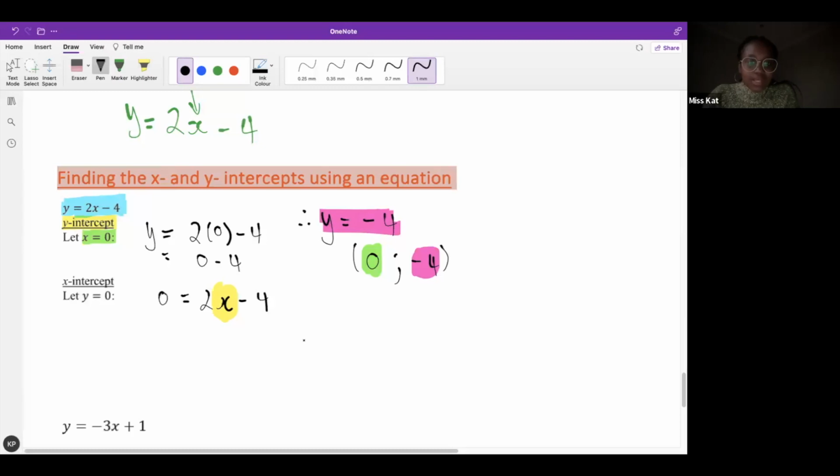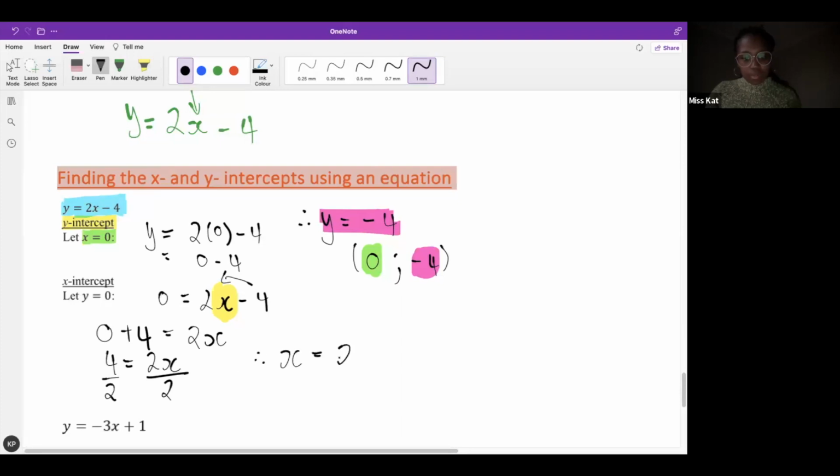But first, we separate them. Right? So you take the negative 4 over. What happens to the negative 4 when it goes over the equal sign? It becomes what? Do we remember? Thank you, Kanyo. So then on the left, you'll have 0 plus 4 is equal to 2x. 0 plus 4 is just 4 is equal to 2x. And then what? We want to get rid of that 2. How do we get rid of that 2 by 2x? Thank you, Buhle Benkosi. Divide by 2 on both sides. Therefore, your x equals 2.